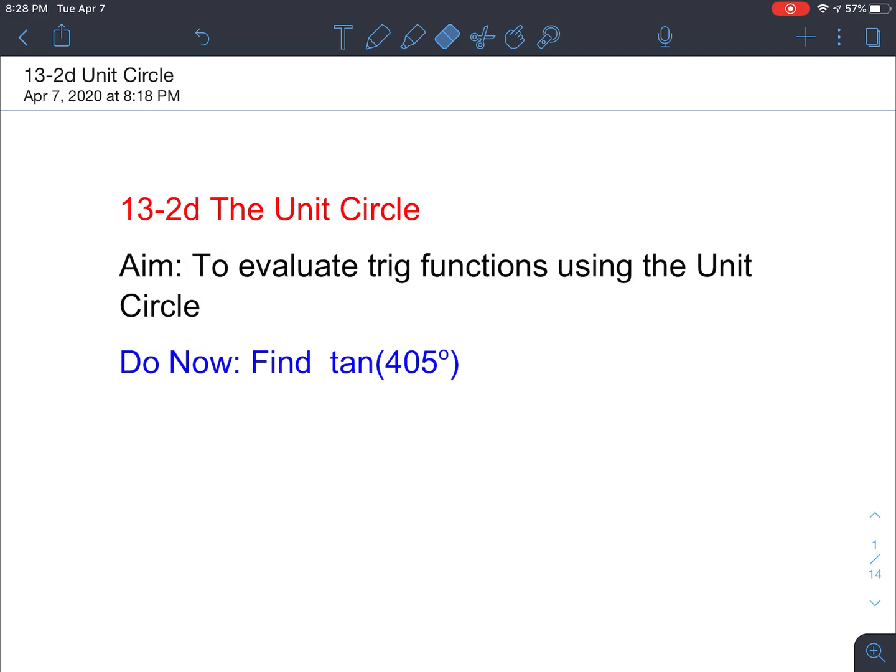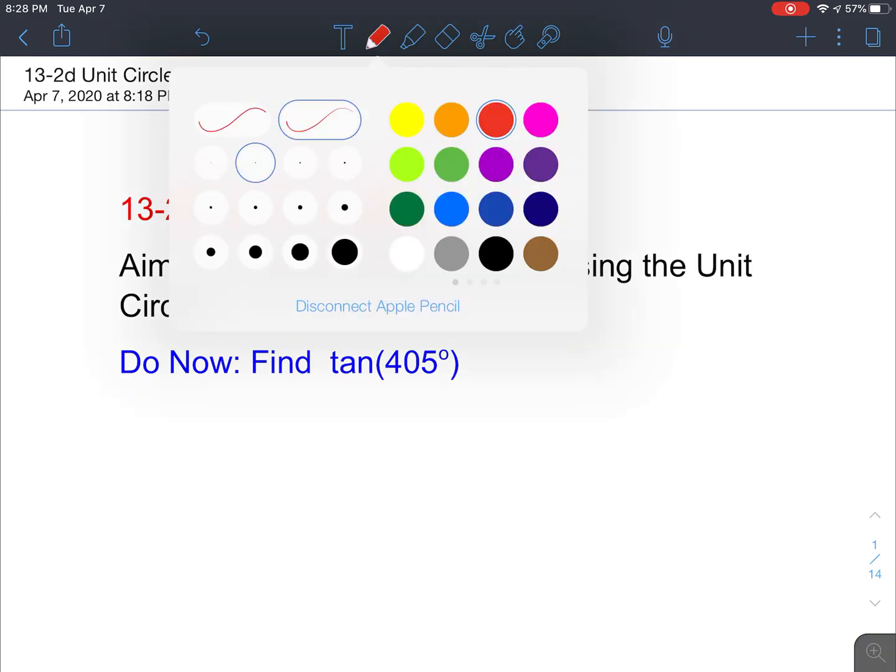Welcome to the video on the last part of 13-2, which is the unit circle. The goal of today is going to be to still evaluate trig functions, but this time using something called the unit circle. So as a review of what we did in the last video, I'd like for you to find the tangent of 405. Okay, so as of this moment, how would we do this?